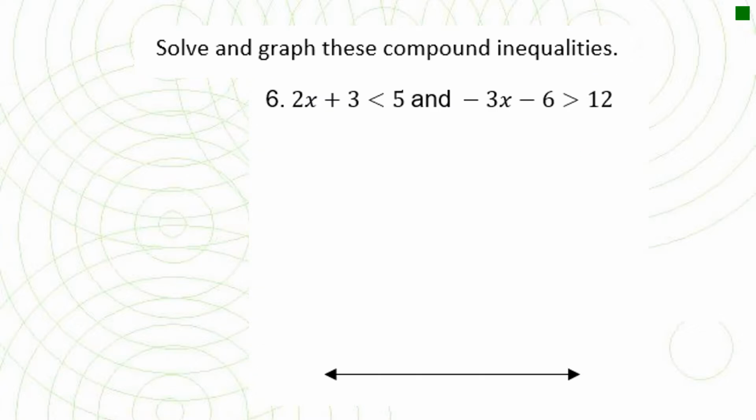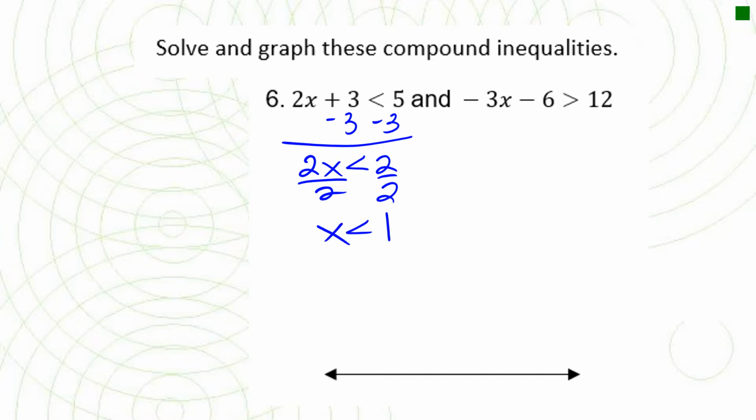Moving on to number 6. Copy this down, please. 2x plus 3 is less than 5, and negative 3x minus 6 is greater than 12. All right, let's go ahead and solve this first one. I'm going to subtract 3 from both sides. So I get 2x is less than 2. I divide by 2. I get x is less than 1.